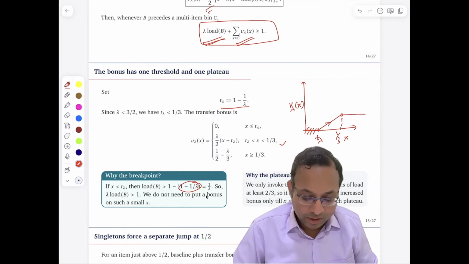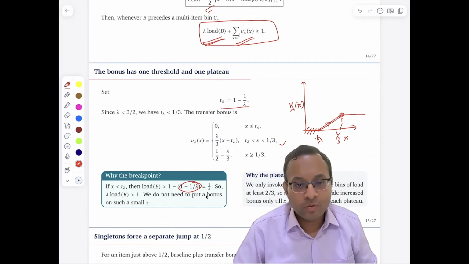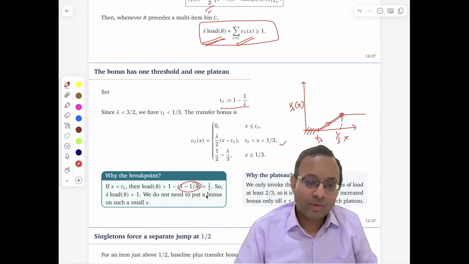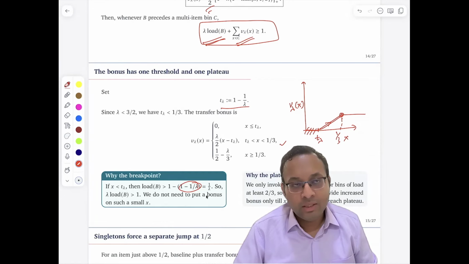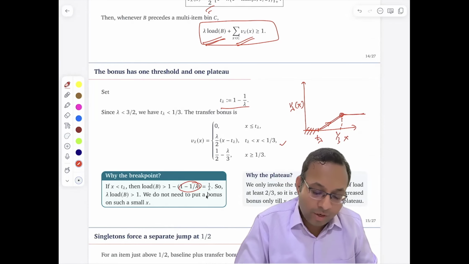And then it is increasing. But once it reaches 1/3, we already have a sufficient amount of bonus to pay for it. So we don't need extra bonus. Remember, if we give extra bonus, it will help the algorithm side, but it will also create a problem in the feasible bin capacity. That value will increase. So we want to keep the bonus as minimum as possible and still satisfy this constraint. So there is a plateau here.